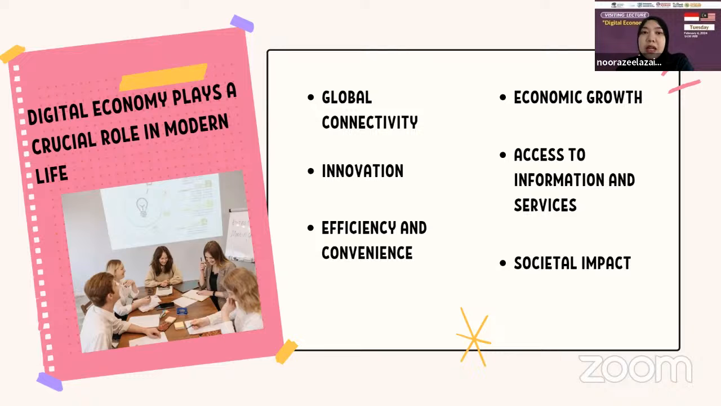Then we have innovation. The digital economy fosters innovation by providing platforms for entrepreneurs and businesses to develop and test new ideas quickly at a lower cost. This has led to the creation of disruptive technologies and services that have transformed industries and improved our quality of life. So this one is for innovation.